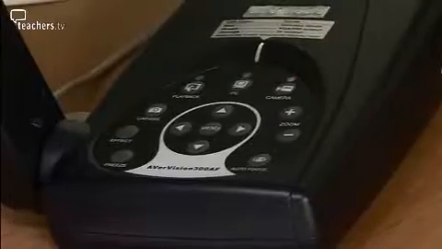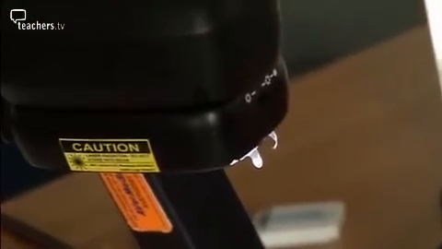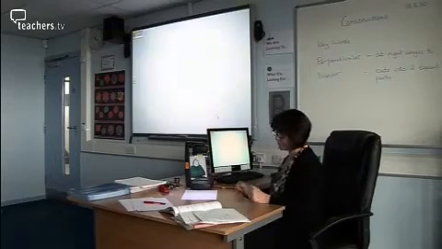A visualizer is a piece of equipment that we can use to project images onto the whiteboard, and we can also record those images as they're happening so we can play back. Okay, so I'm going to record this as I do it for you. We're going to construct the bisector of an angle.